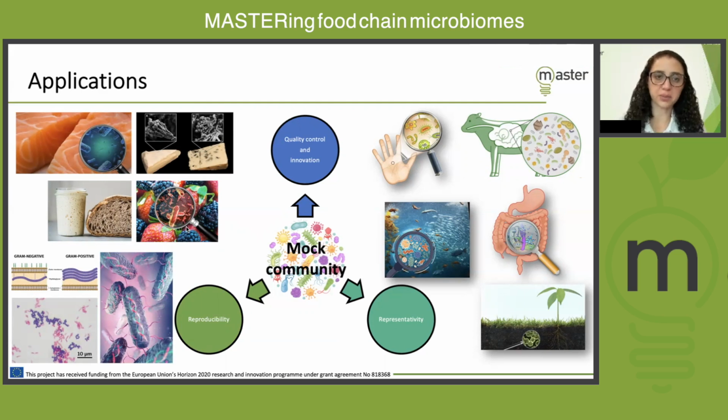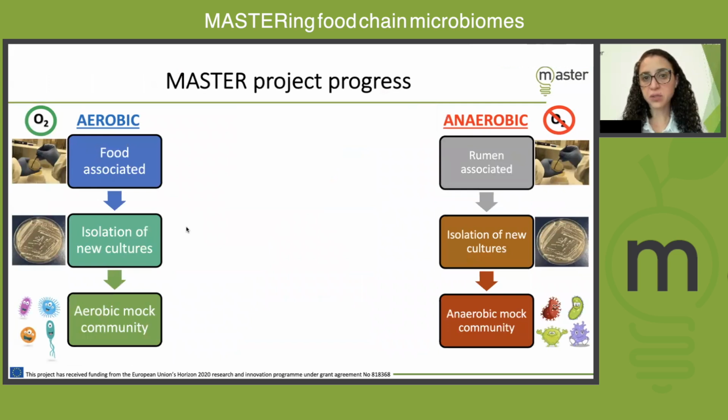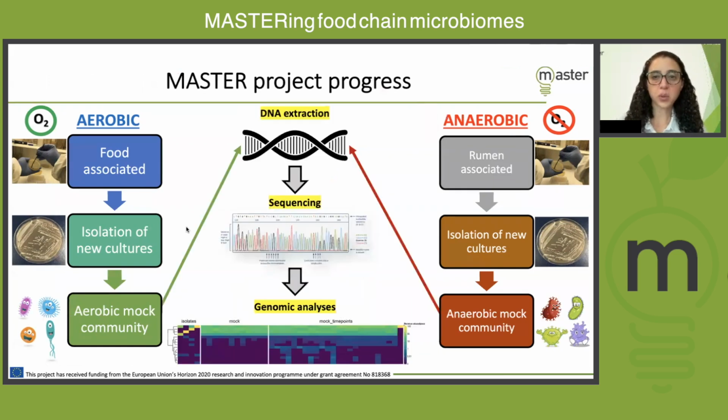experiments and studies. In this context, the scientists involved in the master project focus on creating two bacterial mock communities, one aerobic mock community food-associated, and one anaerobic mock community rumen-associated. Throughout the project development, new bacterial cultures were isolated, characterized, and carefully selected to construct these two mock communities. The above mock communities were analyzed using genomic analysis, and the preliminary results confirmed their quality.